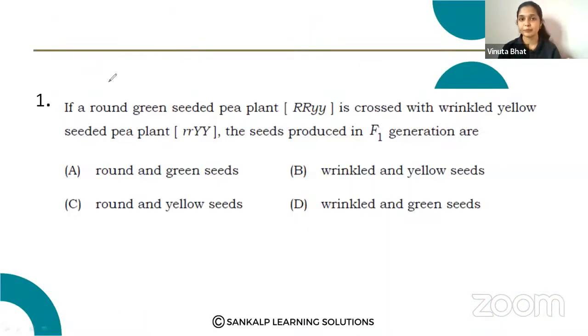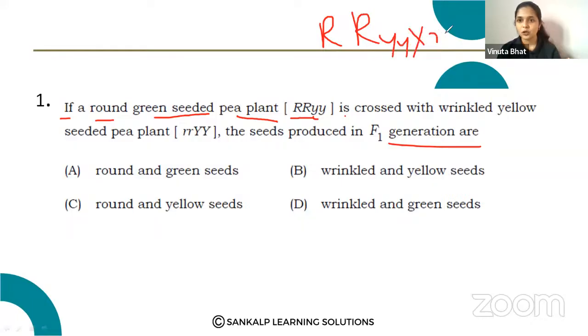The first question, multiple choice question. If a round green seeded pea plant, capital R, capital R, small y, small y, is crossed with a wrinkled yellow seeded pea plant, small r, small r, capital Y, capital Y, the seeds produced in the F1 generation are... Here, a round green and a wrinkled yellow seed. Capital R and capital Y are the dominant characters.